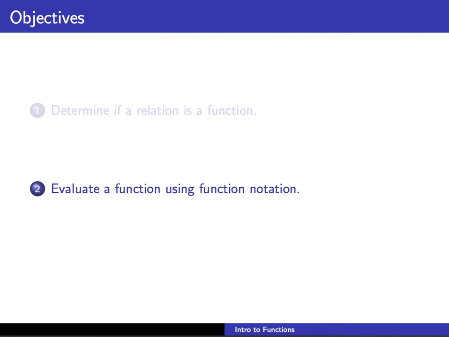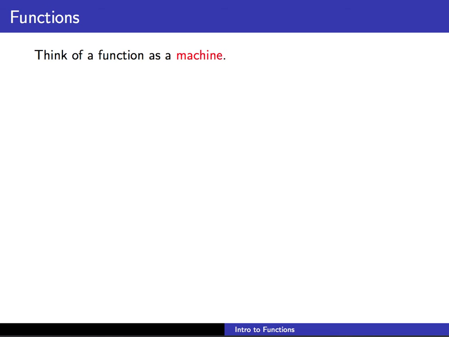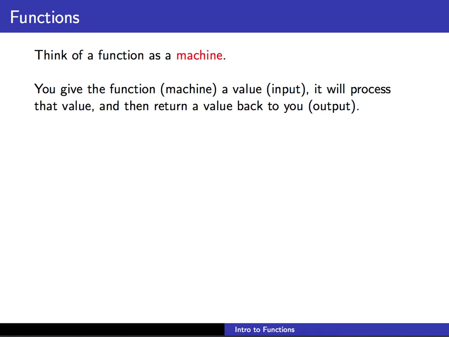Okay, in this video, we're going to look at evaluating a function using function notation, something that we're going to see a lot of throughout the remainder of this course. So again, think of a function as a machine, like a vending machine, a cell phone, a computer, a car. I mean, just a machine where you give the function, the machine, some input value. It's going to process that value according to what it was designed to do, and then it's going to return a value back to you as output.